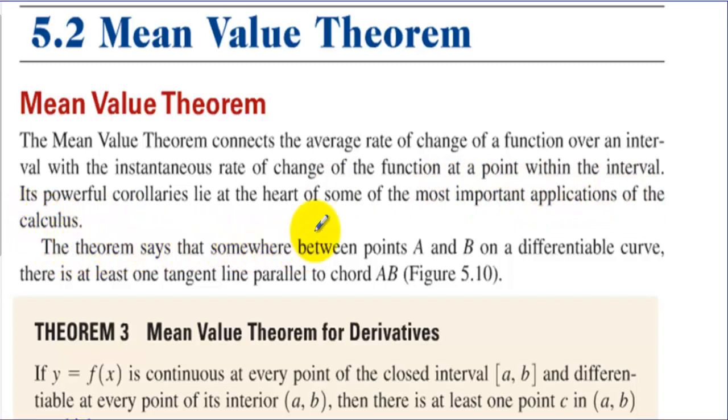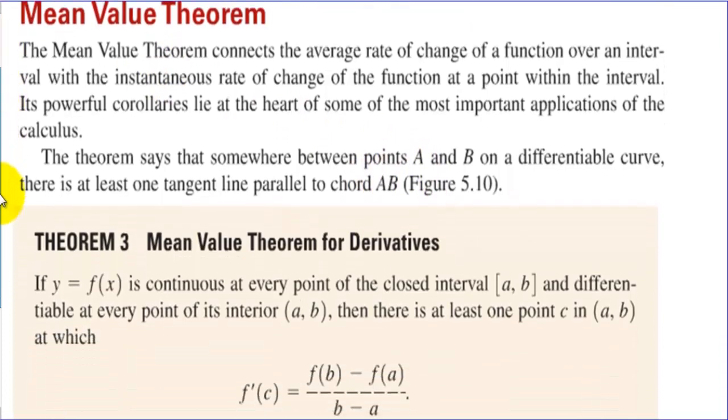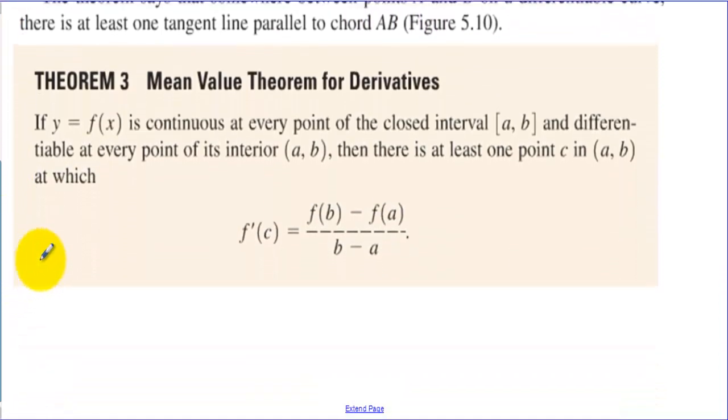The theorem says that somewhere between points A and B on the differentiable curve, there is at least one tangent line parallel to the chord AB. Theorem 3, mean value theorem for derivatives: if y equals f of x is continuous at every point of the closed interval and differentiable at every point of its interior, then there is at least one point C in AB at which the instantaneous velocity is equal to the average velocity. So instantaneous is equal to the average.